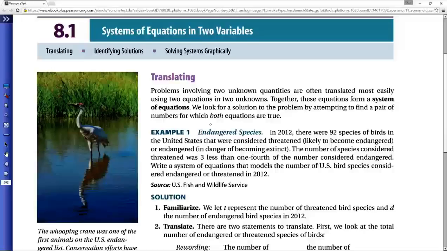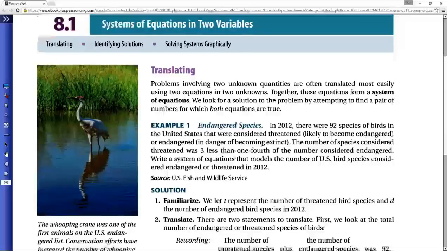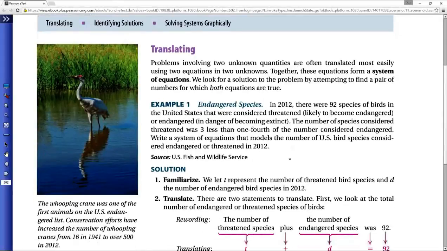So let's look at this first example where they're talking about an endangered species. In 2012, there were 92 species of birds in the United States that were considered threatened or likely to become endangered. That was what they mean by threatened or endangered, and in danger of becoming extinct. The number of species considered threatened was 3 less than 1/4 of the number considered endangered.